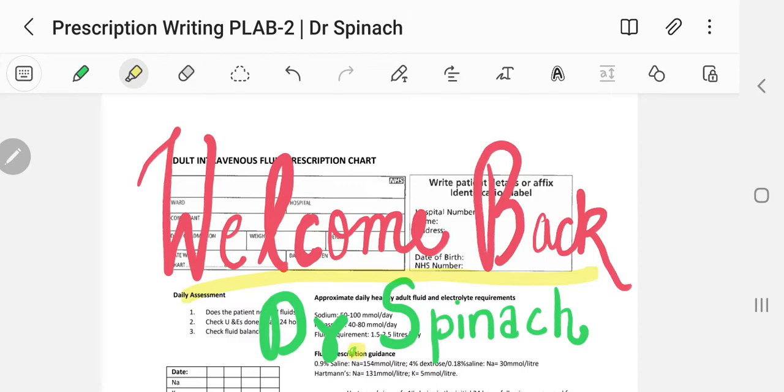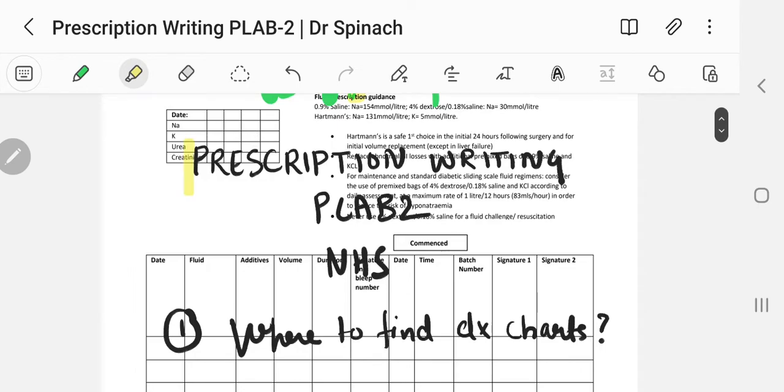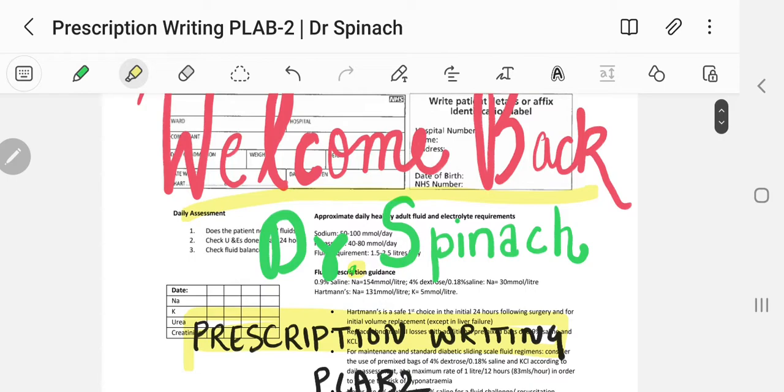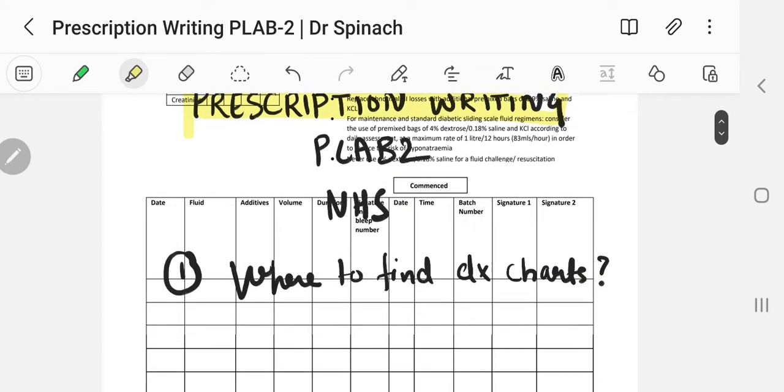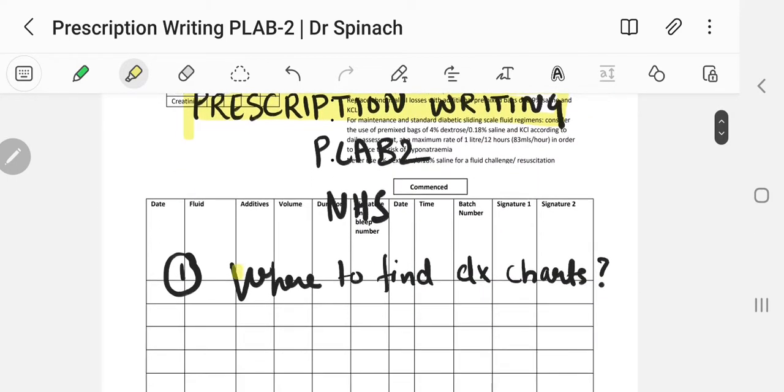This is Dr. Spinach. So today my screen might seem a little bit weird. That is because we are going to learn prescription writing today. So I just wanted to set a scene about prescription writing, and this is the prescription paper that we're going to use. Now, the first question that arises is where do you find these drug charts for PLAB-2 preparation?